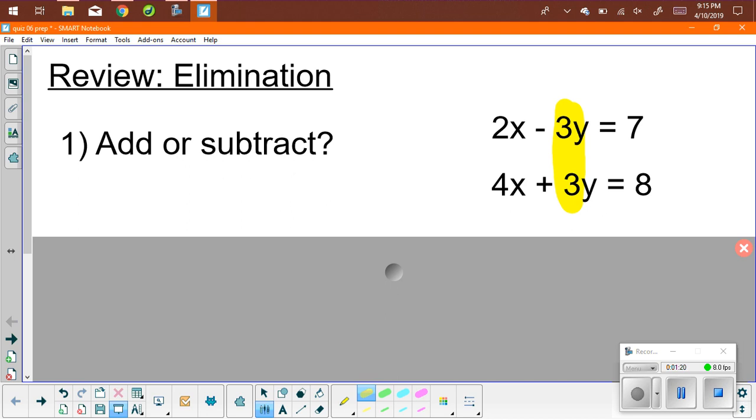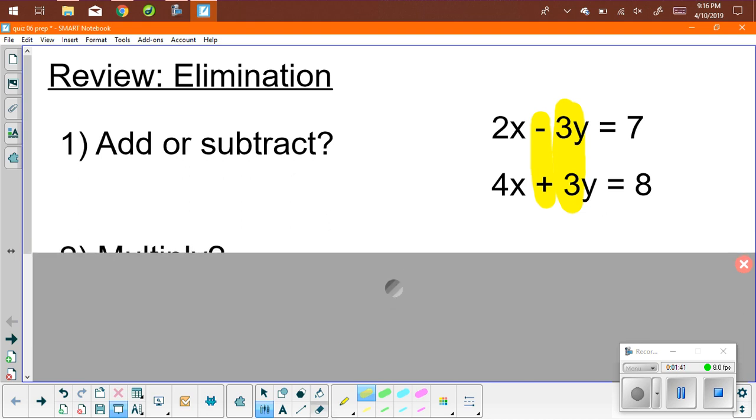And the second thing is, what are their signs? I have opposite signs. So I'm going to want to add those together, because if I add -3 to +3, I get 0, and that will eliminate y. If these had been the same sign, both positive or both negative, I would want to subtract the equations.